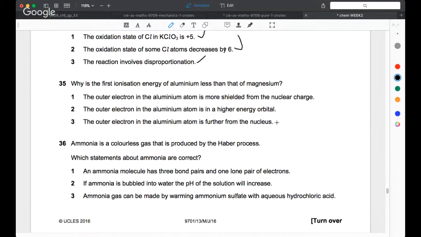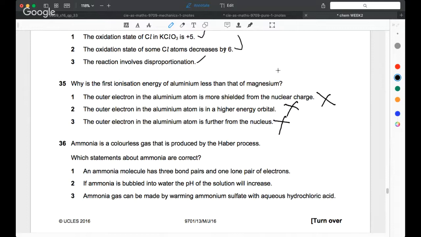Okay. That's wrong. That's wrong. That's wrong. Oh, wait. Why is the first ionization energy less? Well, okay, I got it.